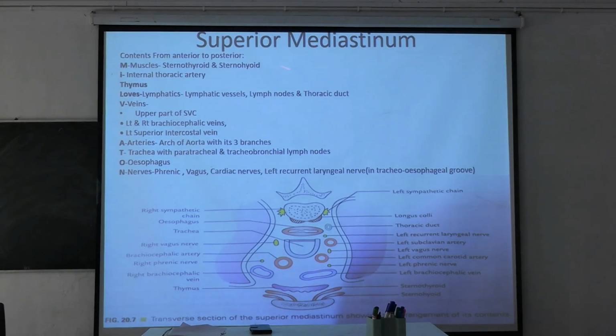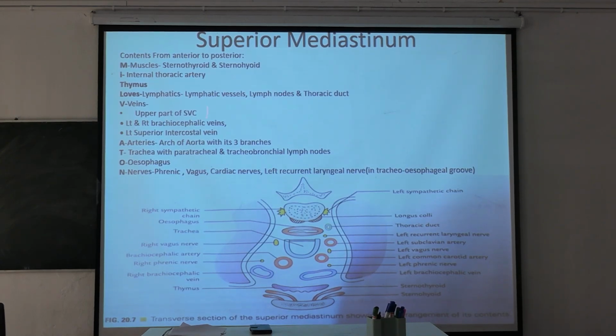Okay, so the contents of the superior mediastinum from anterior to posterior, you can remember like this: my thymus loves baton. You can remember it like the mnemonic. Muscles are the sternothyroid, sternohyoid. I is internal thoracic artery. It is lying in the anterior chest wall.